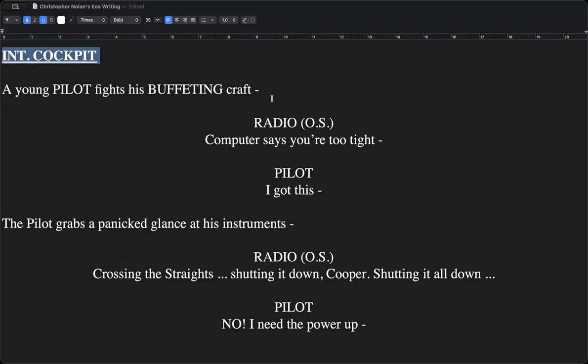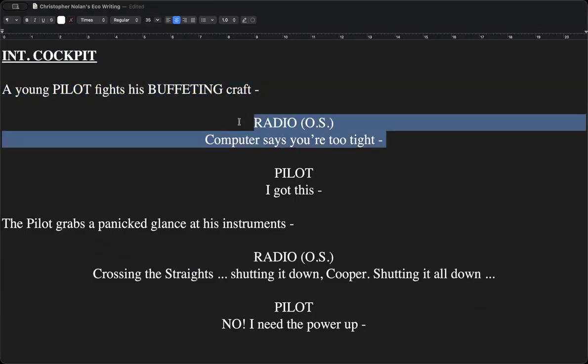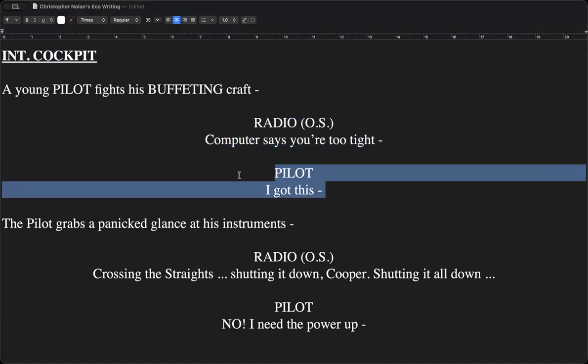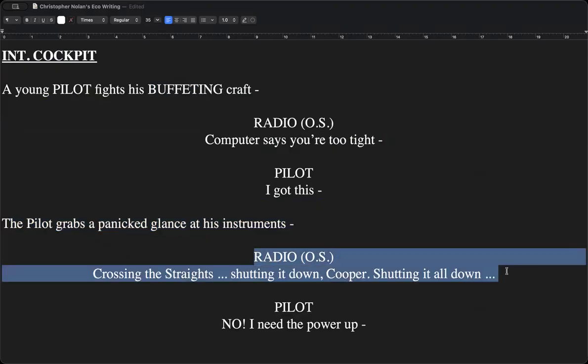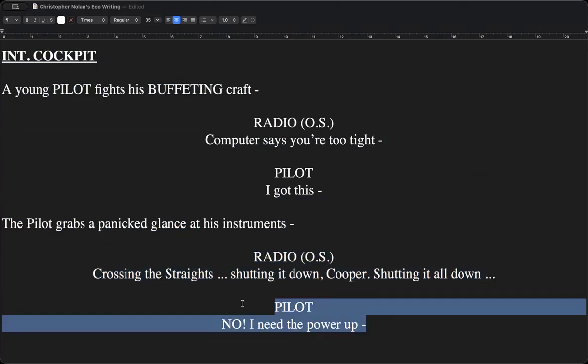So we have interior cockpit. A young pilot fights his buffeting craft. Someone over the radio says, computer says you're too high or too tight. Pilot says, I got this. The pilot grabs a panic glance at his instruments, crossing the strait, shutting it down. Cooper shutting it all down. Pilot says, no, I need to power up.